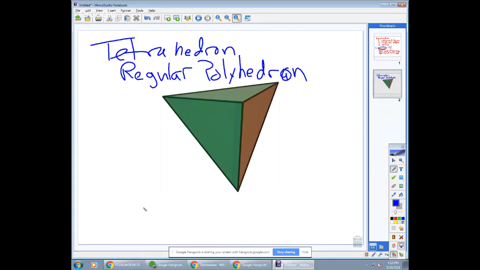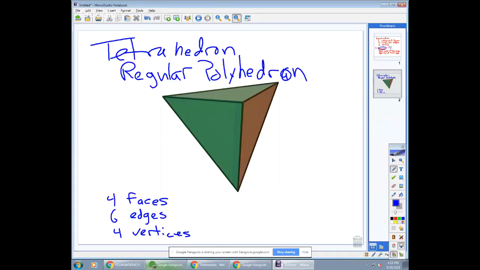And just some notes about this. How many faces does it have? 4 faces. How many edges does it have? 6 edges. And how many vertices does it have? 4 vertices.